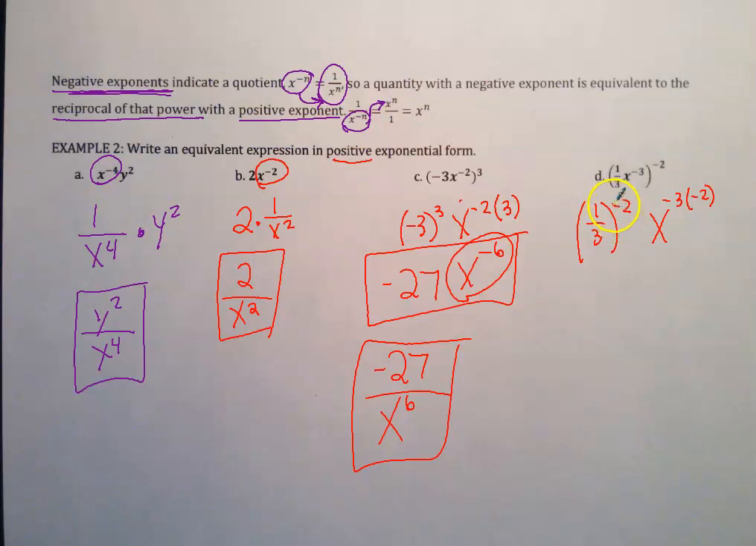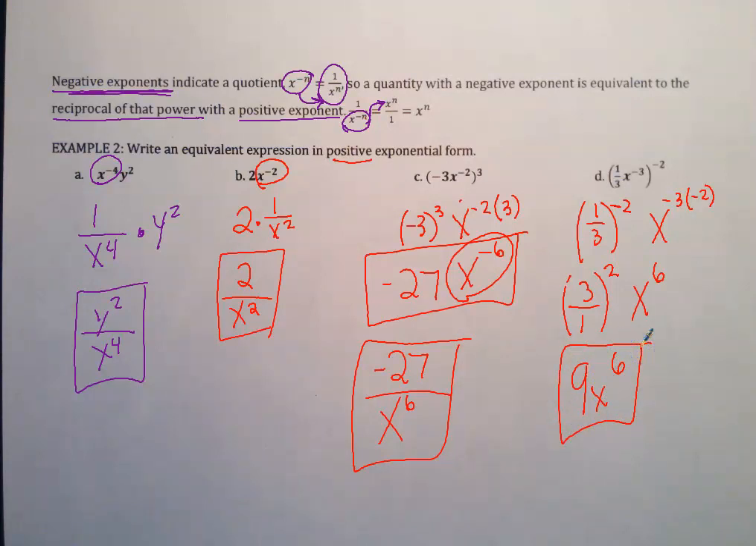Okay, so we have a negative exponent, right? When we have a negative exponent, we have to take the reciprocal. What's the reciprocal of 1/3? 3 over 1. And so this is 3 over 1 squared. I got rid of the negative. Okay, so we took the reciprocal, and then negative 3 times negative 2 is positive 6. So what's 3 over 1 squared? 9. So this would be 9x to the 6th.